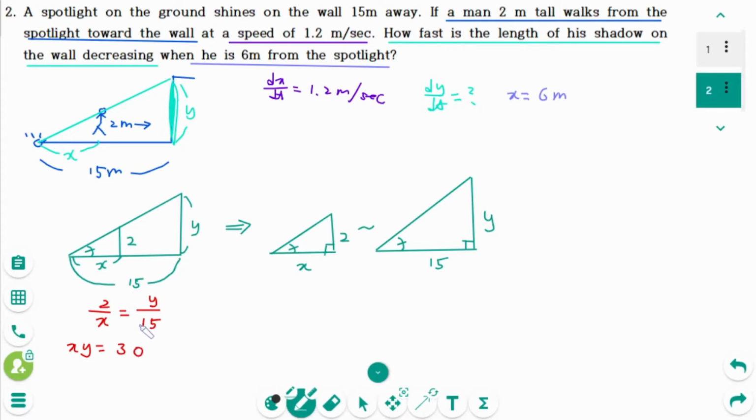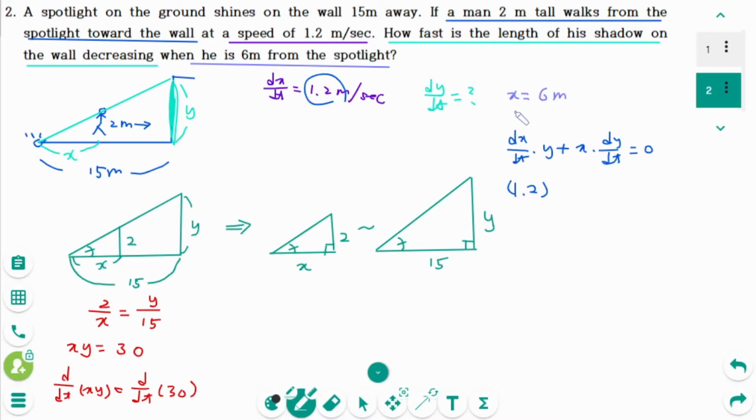Differentiate implicitly with respect to t. d/dt of xy equals d/dt of 30. Using the product rule, dx/dt times y plus x times dy/dt equals 0. Now plug in all the information. dx/dt equals 1.2, times y. When x equals 6, plug in here: 6 times y equals 30, that means y equals 5.